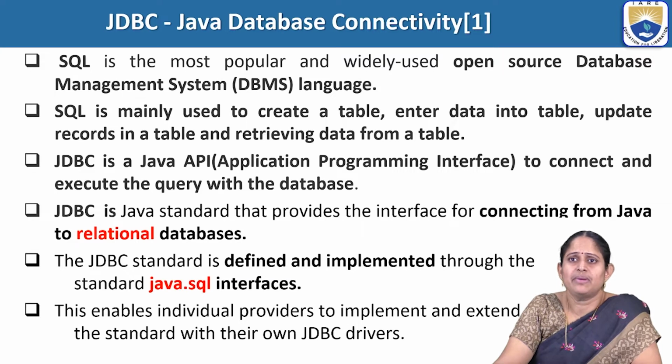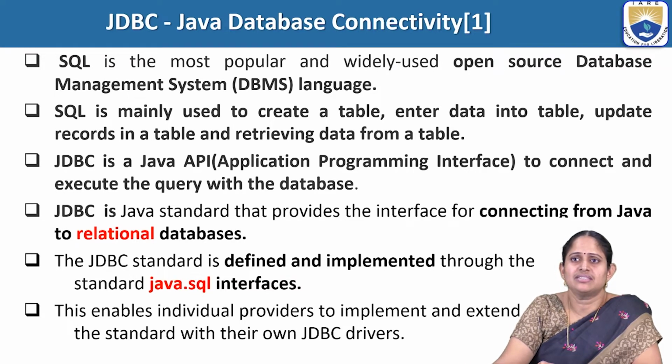JDBC is a Java API which is used to connect and execute queries in the database. It is a standard that provides the interface for connecting Java and a relational database. The JDBC standard is defined and implemented through Java standard interfaces such as java.sql. It enables individual providers to implement and extend the standard with their own JDBC drivers.